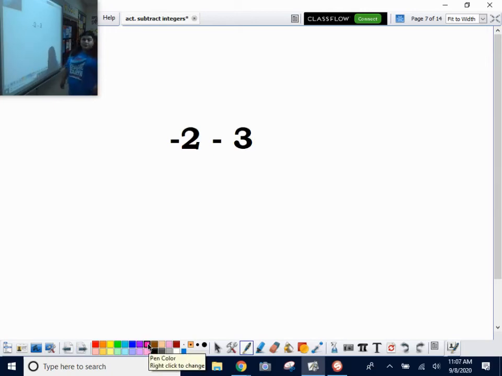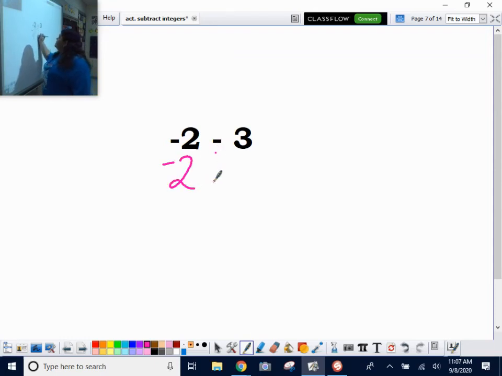Negative 2 minus 3. Remember, this is not negative 2, negative 3. If it was a negative, you would see parentheses around that, okay? This is negative 2 minus 3, okay? So the first number stays the same. Subtraction changes to addition, and the positive 3 changes to a negative 3. See how I put it in parentheses right there?